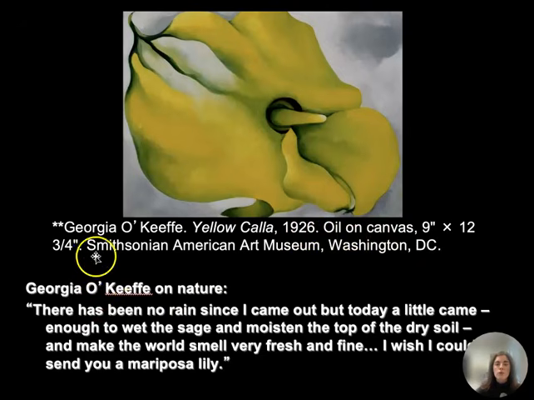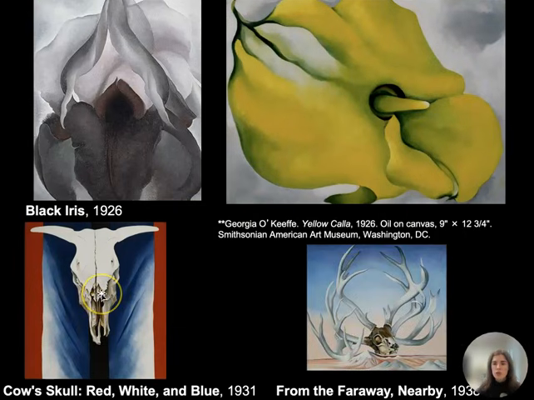Her writings reveal that she is very interested in nature and pays close attention to it. In one of her writings, she says, "There has been no rain since I came out, but today a little came, enough to wet the sage and moisten the top of the dry soil and make the world smell very fresh and fine. I wish I could send you a Mariposa lily." So just this idea that she's very attentive to the natural world. And here I'm just showing you a variety of paintings by Georgia O'Keeffe from different time periods, two from the 20s and two from the 30s.